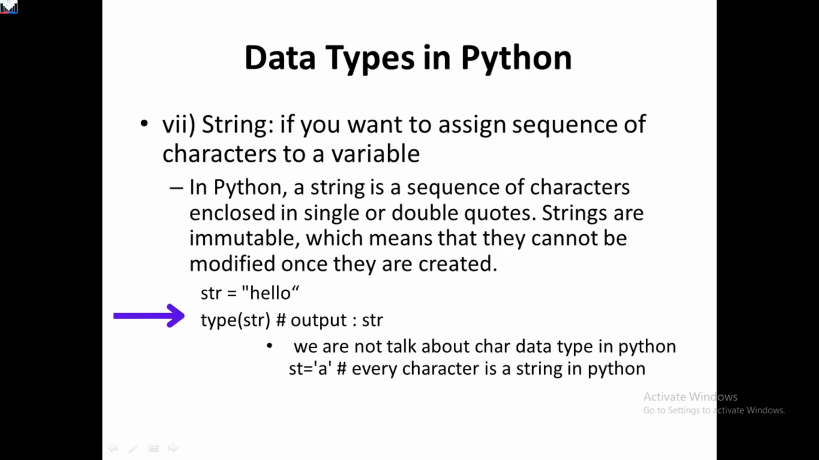And next one is string. You know what is a string? A string is a collection of characters. If you want to assign a sequence of characters to a variable, then we write it as a string, which can be enclosed inside double quotes or single quotes. Strings are immutable, so once you create a string, you cannot change its value. str is equal to hello, type of str will be string.